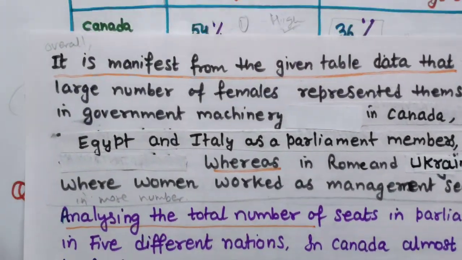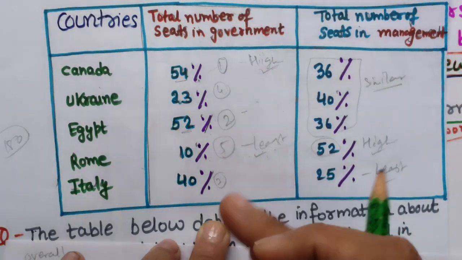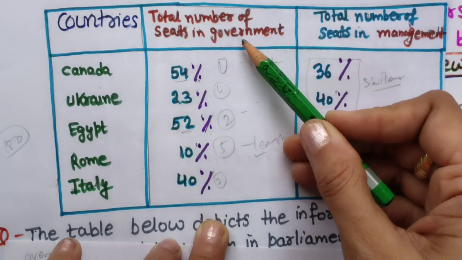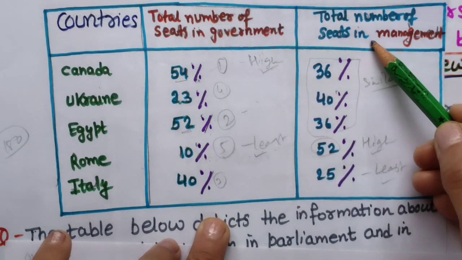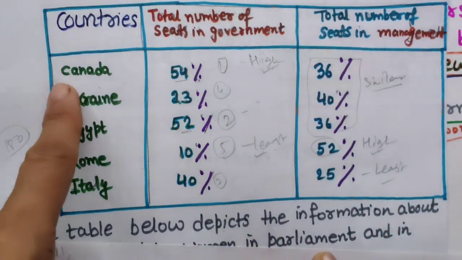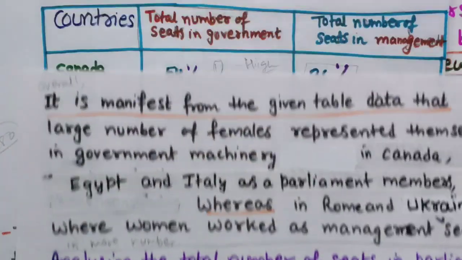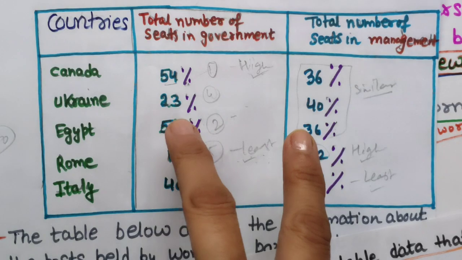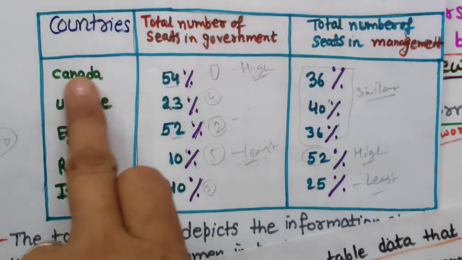Now see this. Now we will write. What is the method of writing body paragraphs? There are 2 methods. Either you go category wise, these 2 categories. In the first paragraph we will talk about government seats, and in the second, total number of seats in management. Or you go country wise. I have written this category wise. It is easier to write category wise because we just divide the body into 2 paragraphs, one for this, one for that, and we can compare the things between countries.